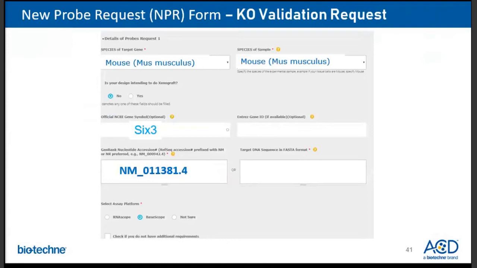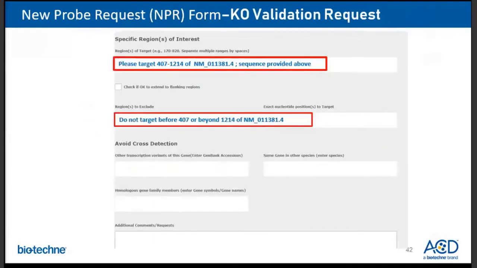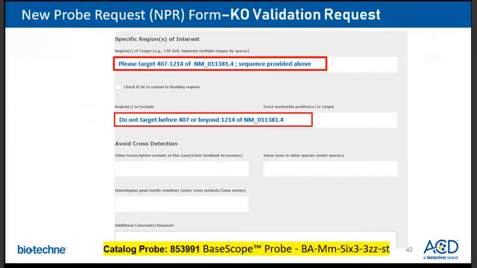This information is here. The accession number is provided. The mouse is mouse 6.3, and please target this region. The accession number is provided, and the start and stop region is provided as well. And this is for a basecode probe here. So this probe targets a 3ZZ span of the 6.3 transcript.